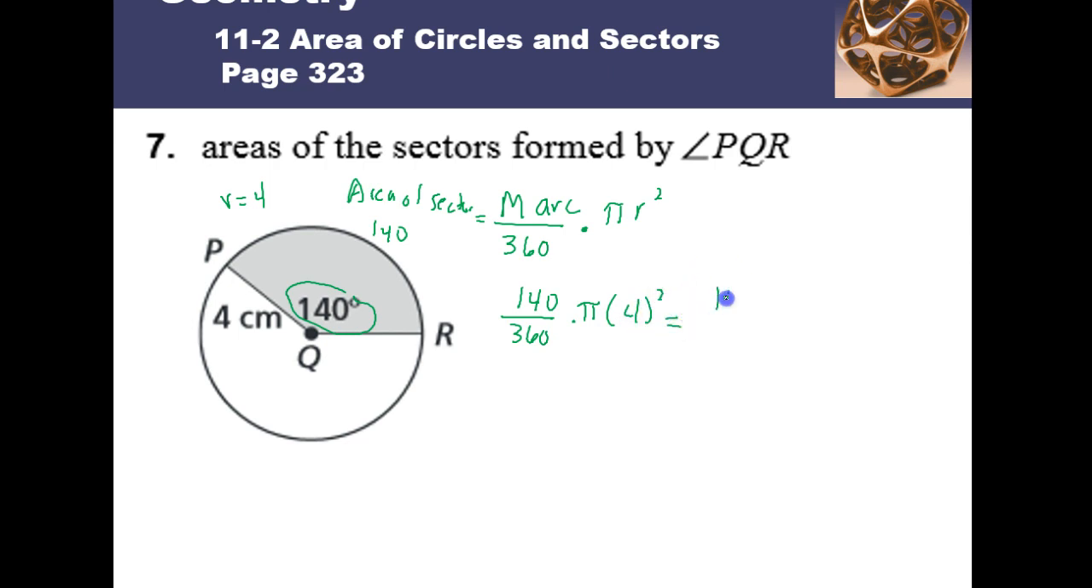So pi, and then my r is 4, so 4 squared. So that looks like 140 times pi times 16 over 360. So the numbers that are on top are 140 and 16, and we're going to tack the pi on, and we're going to divide by 360. So 140 times 16 and I get 2240, and then I'm just going to go ahead and divide by 360, and I'm going to get 6.2222. So my exact answer would be 6.2 pi.